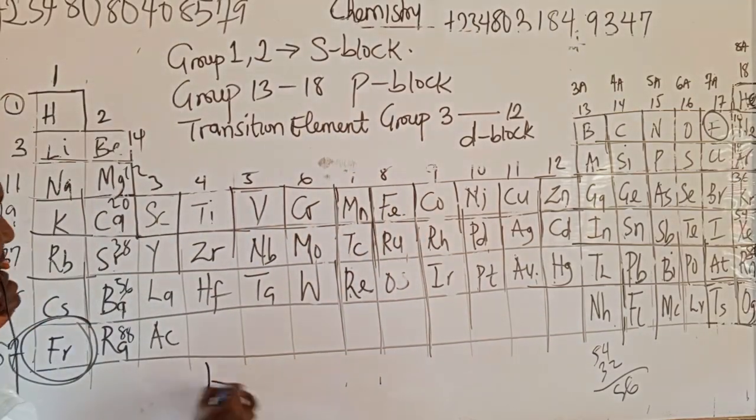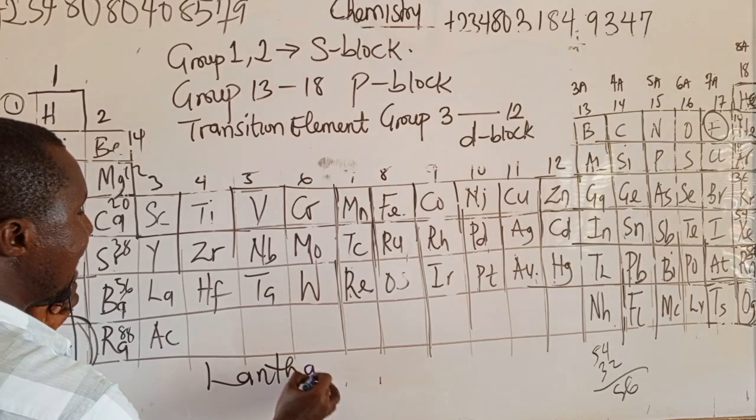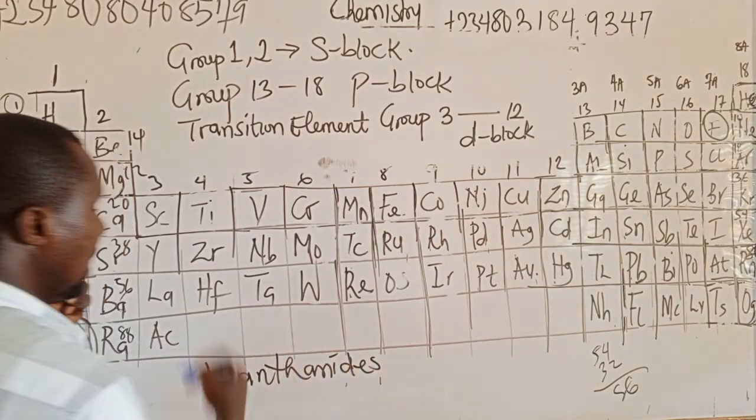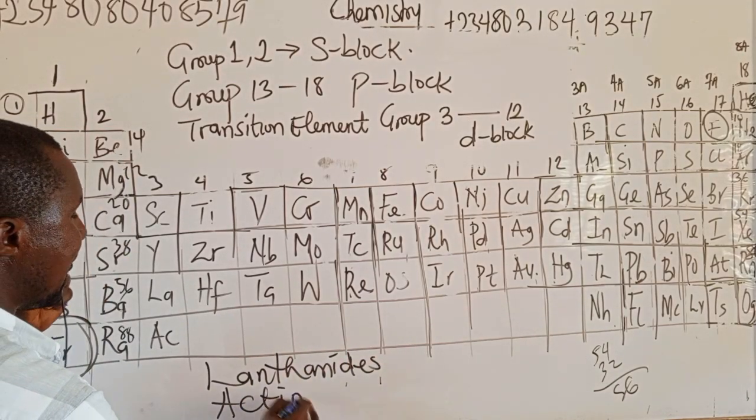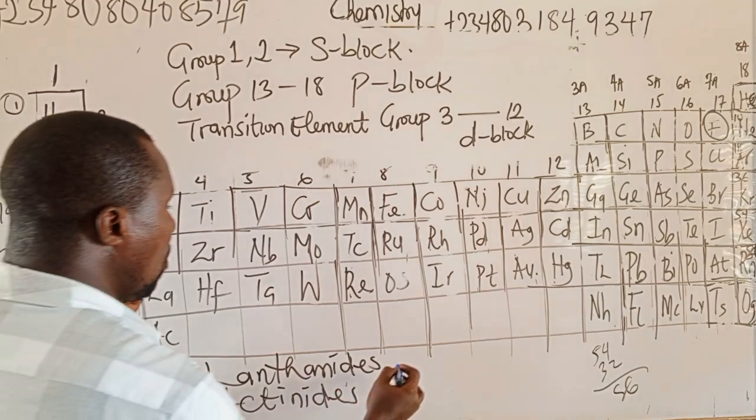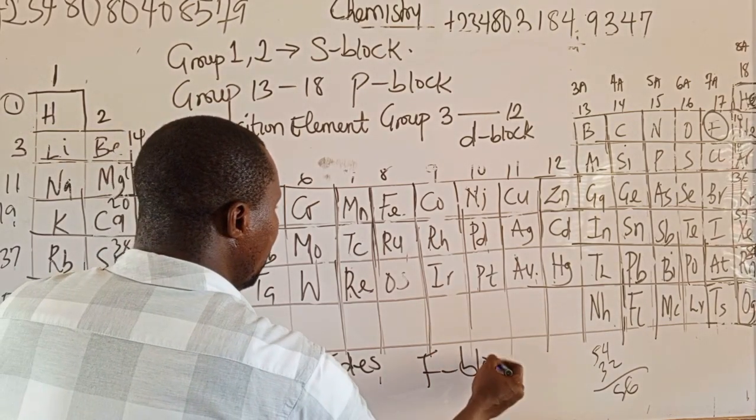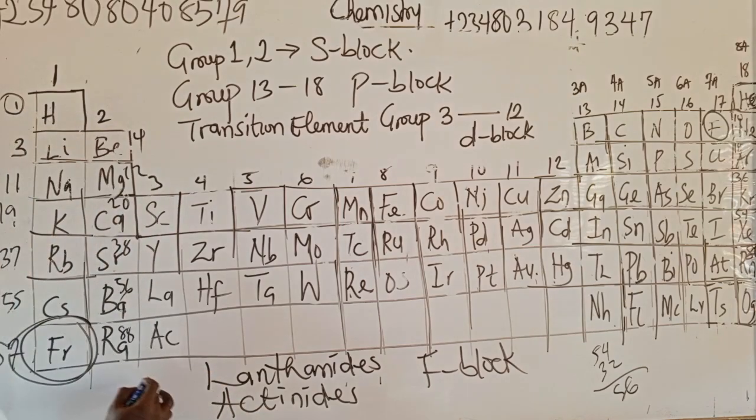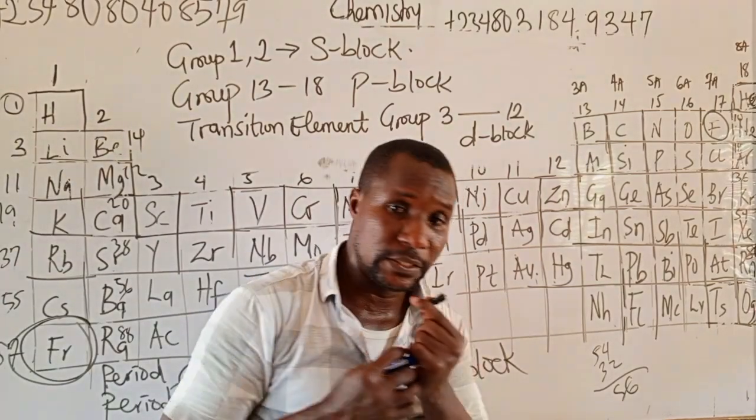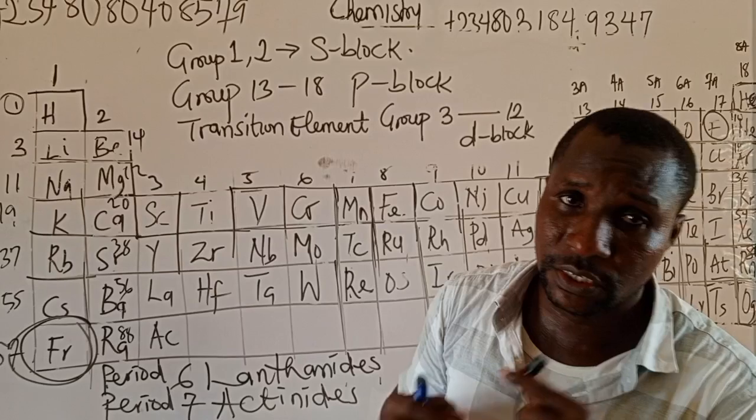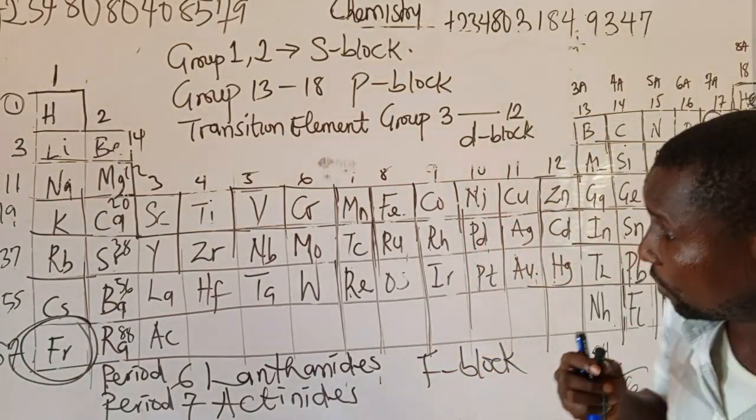Then we have lanthanides and actinides, they are called F block element. This one can be found in period 6, while this one can be found in period 7. Take note of that. Lanthanide can be found in period 6, while actinide can be found in period 7.